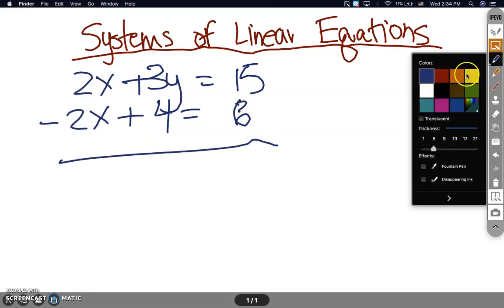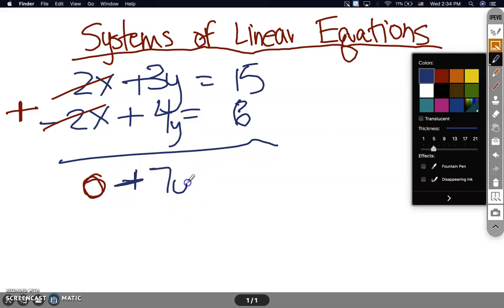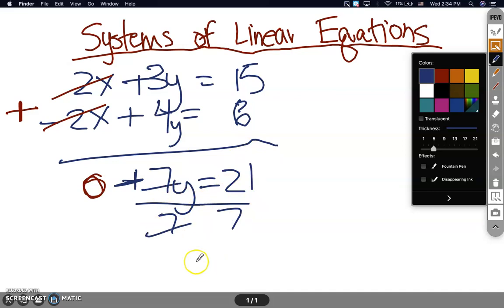Again, if I were to add them, these two cancel out, that would become 0, because negative and positive cancel out. Then 3y plus 4y should be 7y equal to 15 plus 6, which is 21. Then I divide by 7 on both sides, and I get y equal to 3, right?